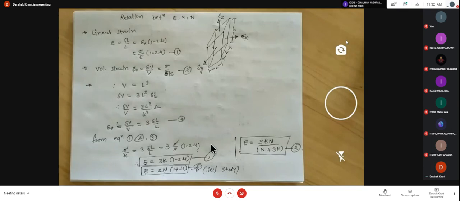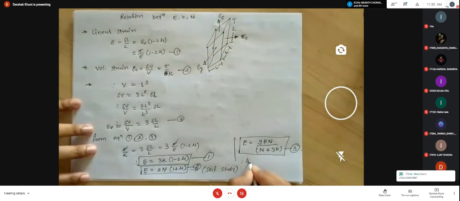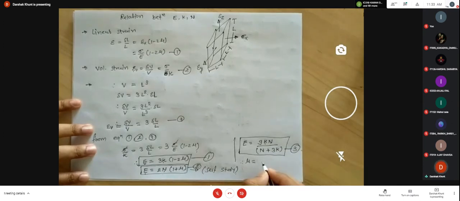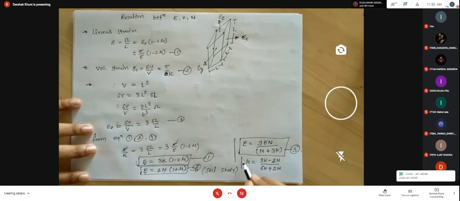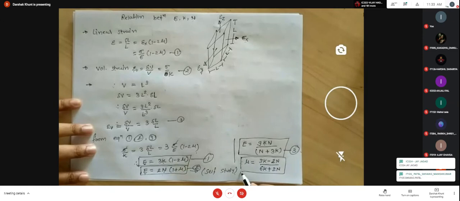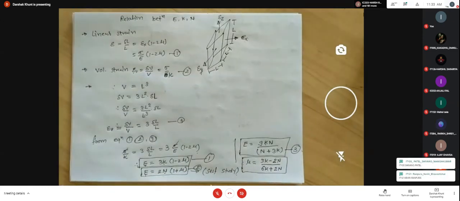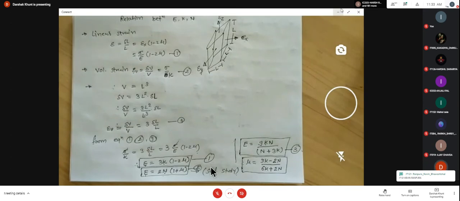And out of this, if you have to find the value of mu, because mu is here, the mu value is given by (3K minus 2N) divided by (6K plus 2N). Okay. So you have to remember all these relations because they are useful to solve different problems.